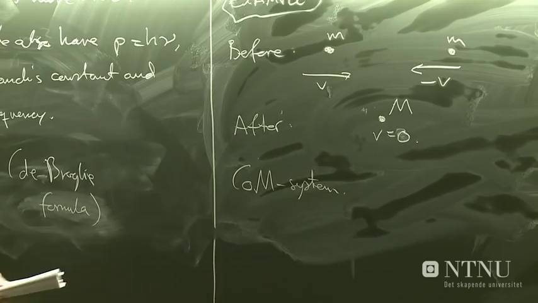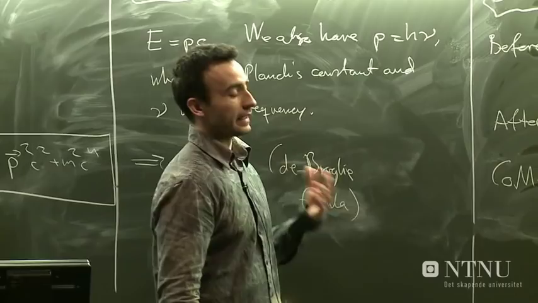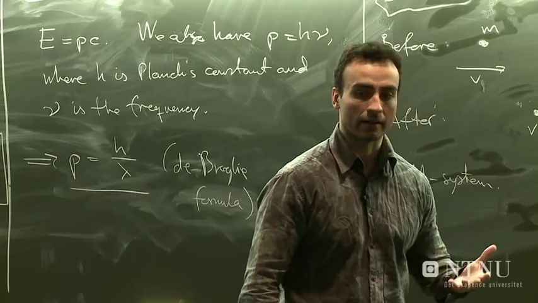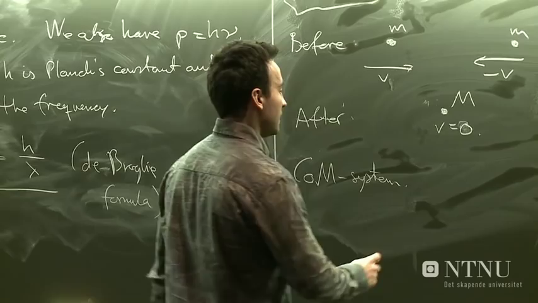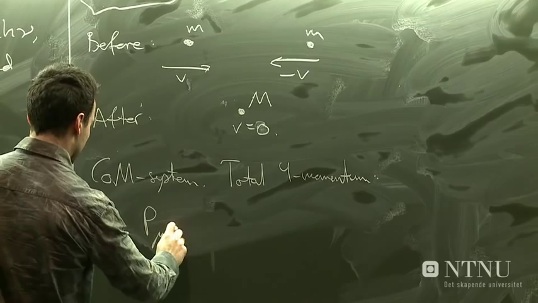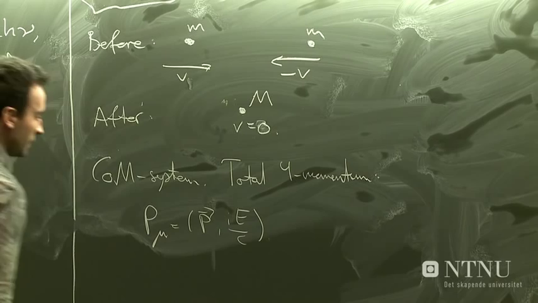And we should have a conservation of energy and a conservation of momentum. So how can we express this now via our four momentum vector? Well, we have the following form for the four momentum vector.